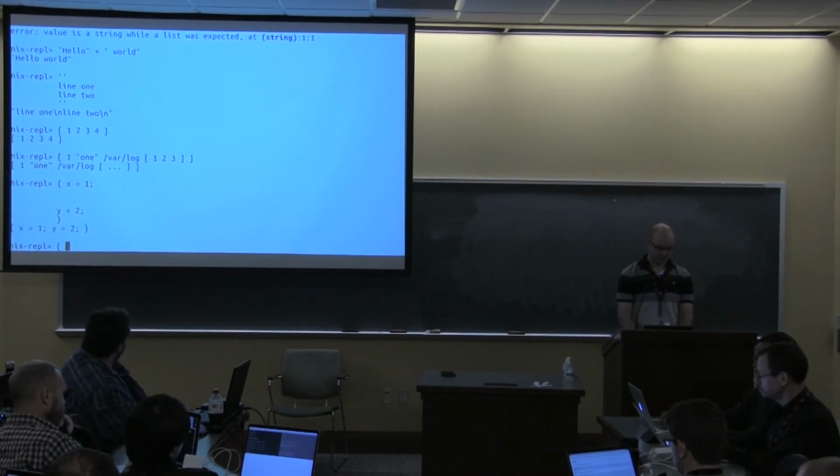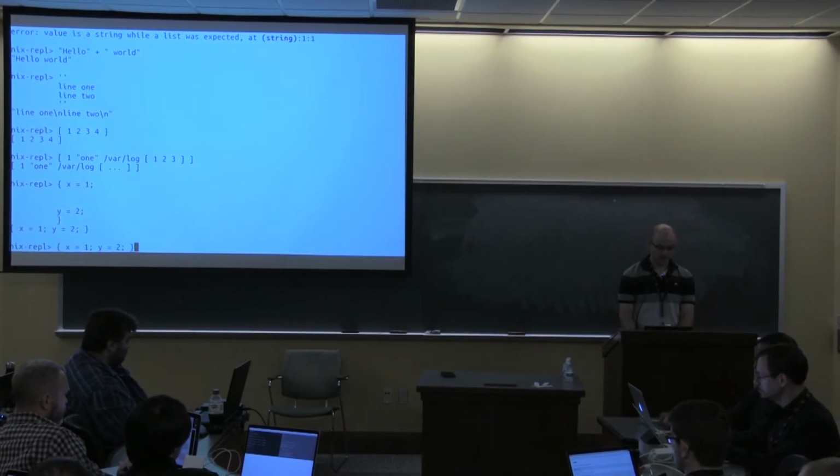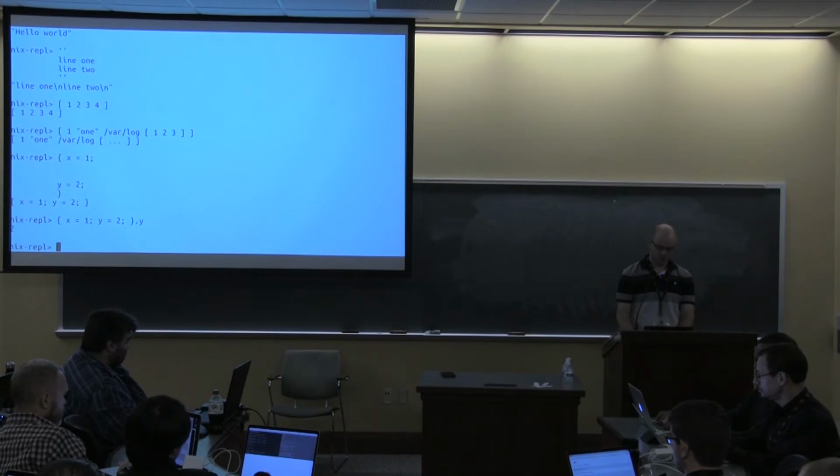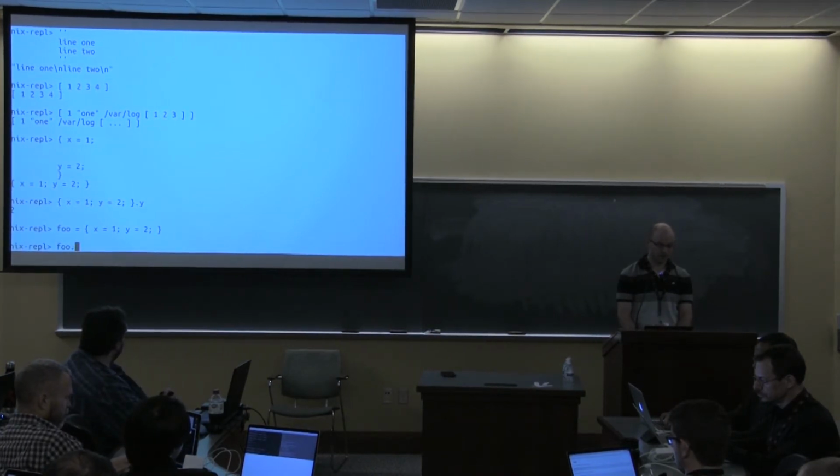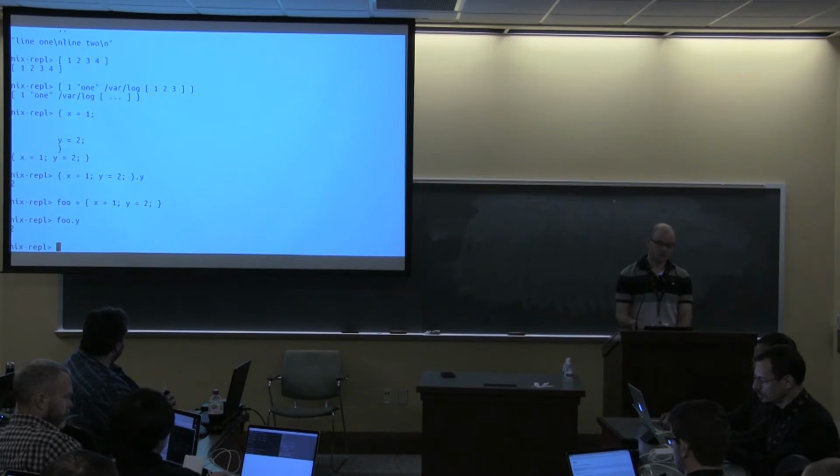With a set, we can refer to things inside of it with just dot notation. So if I take this same set and say dot y, I can get the y out of it. Also, if I set it equal to a binding like foo equals this set, then I could say foo dot y to get the 2.